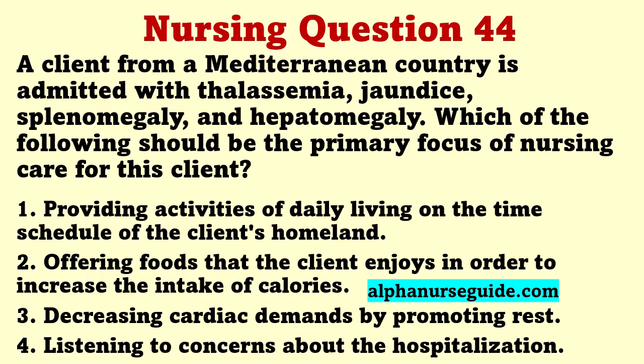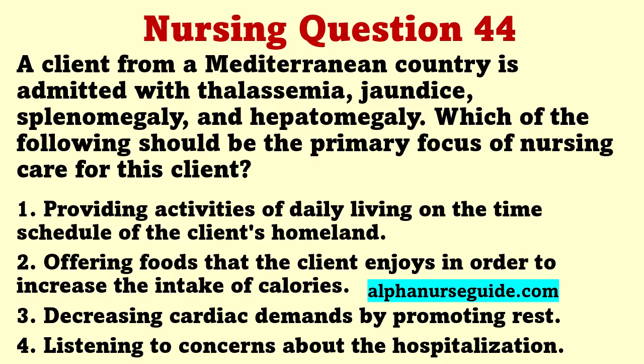Decreasing cardiac demands by promoting rest. This client has clinical manifestations of thalassemia major, a disease found in descendants from the Mediterranean Sea area whose mother and father both possess a gene for thalassemia. The severe hemolytic anemia causes sequestration of red blood cells in the spleen and liver, which leads to engorgement of the organs and chronic bone marrow hyperplasia.